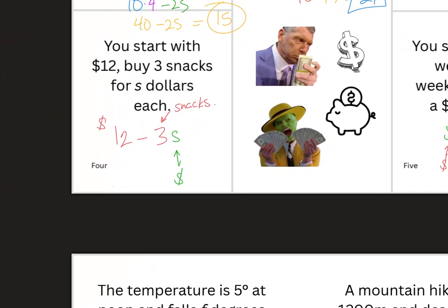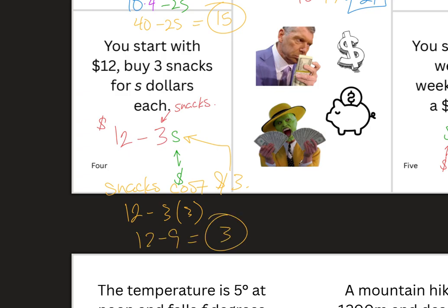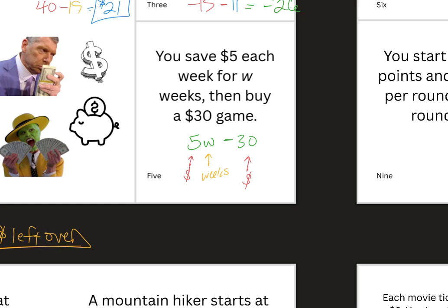What if the snacks cost $3? Well, then we would take that and we would plug it in right here, and it would be 12 minus 3 times 3. That's 12 minus 9. We would have $3. So like money left over is what that is.